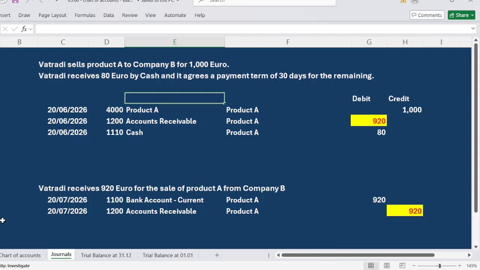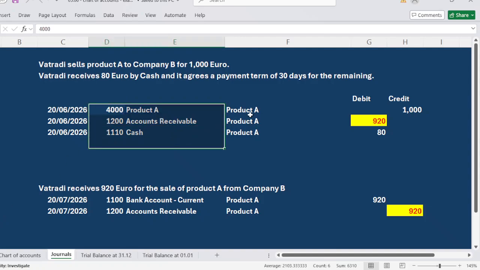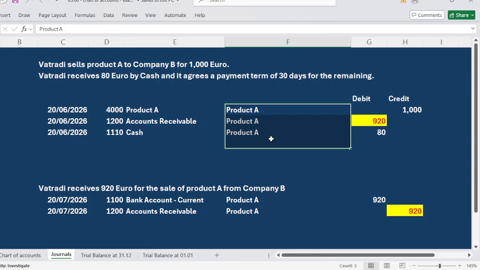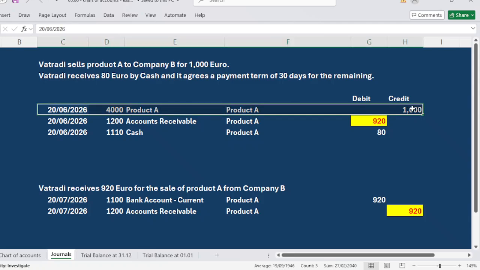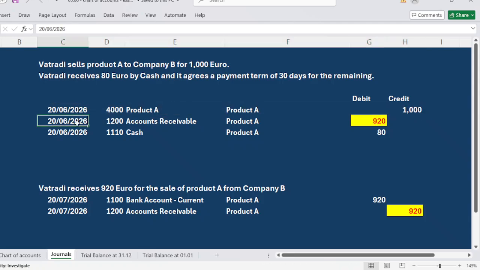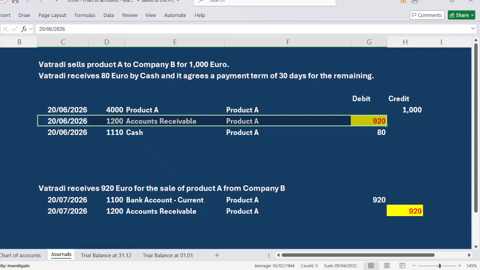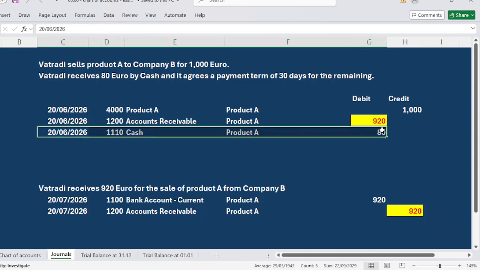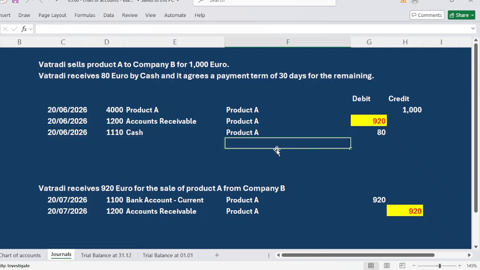So in this situation, I have the date of the transaction, I have my GL code, I have a brief description, and I have the amount. So I have the income in credit, I have the accounts receivable in debit, and I have the cash in debit. So now what happens is that after 30 days, the client is paying me the money.